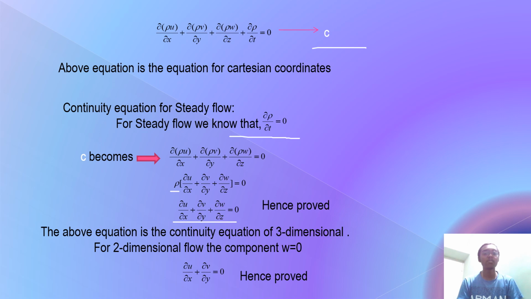But for two-dimensional flow, the component w is equal to 0. Hence we get the expression del u by del x plus del v by del y is equal to 0.